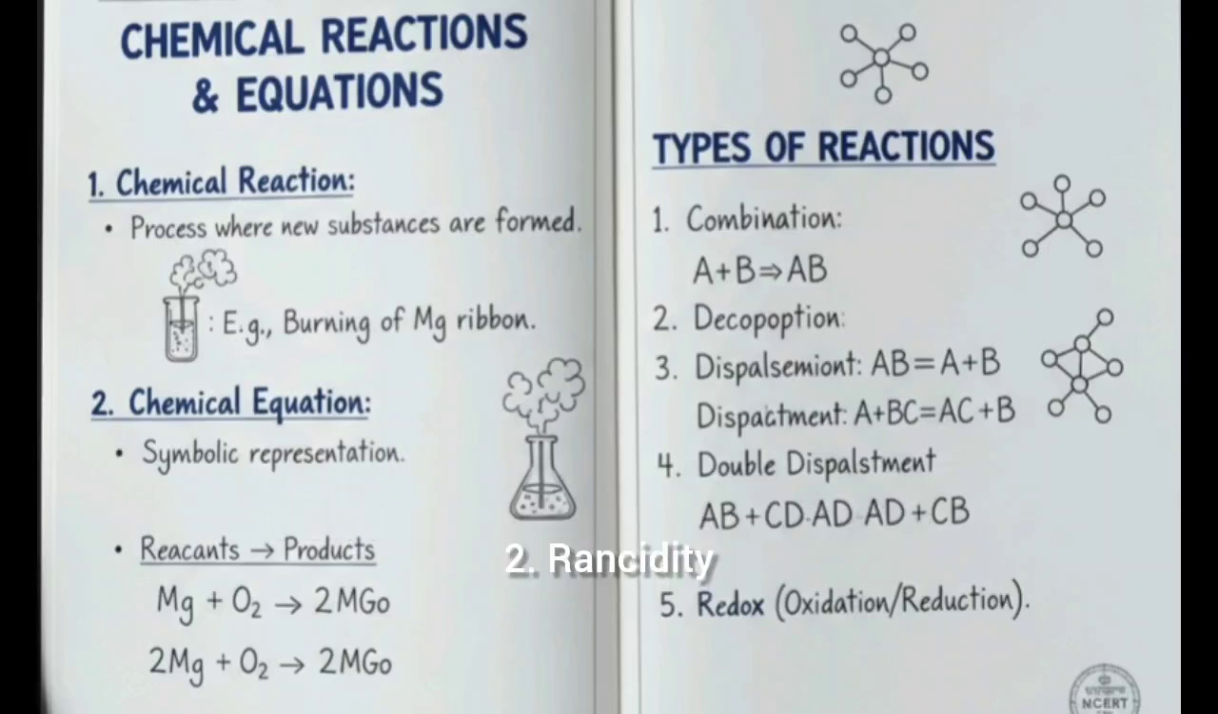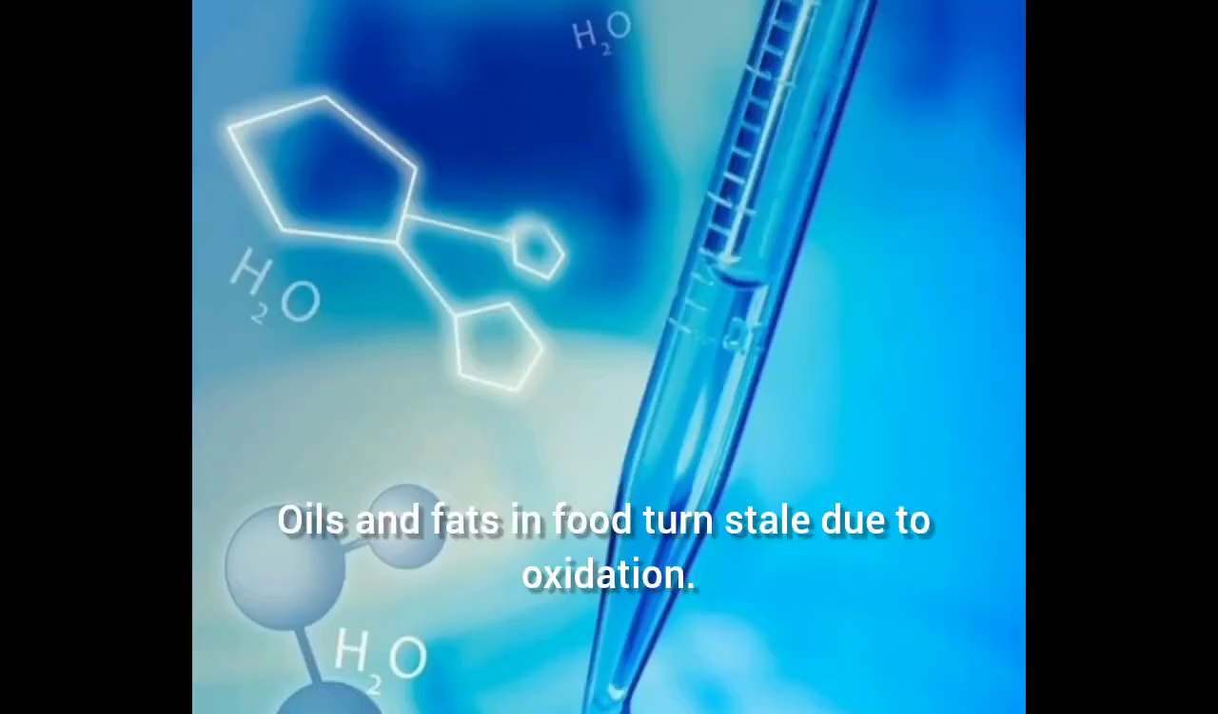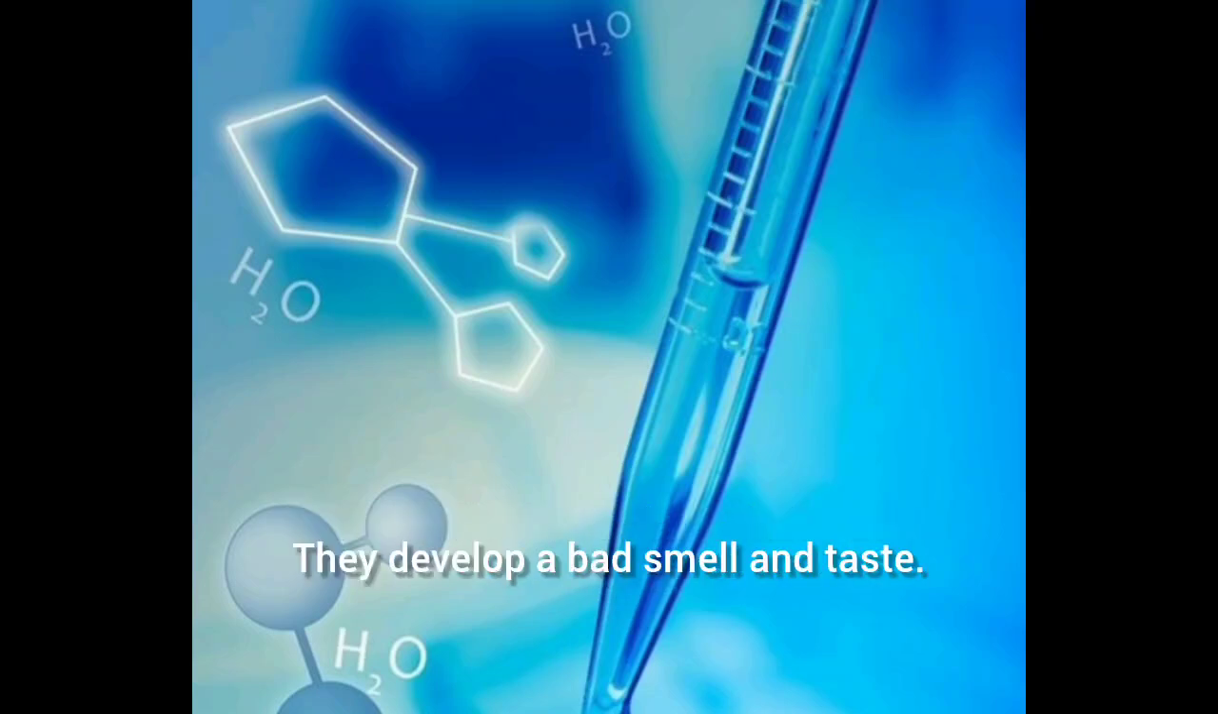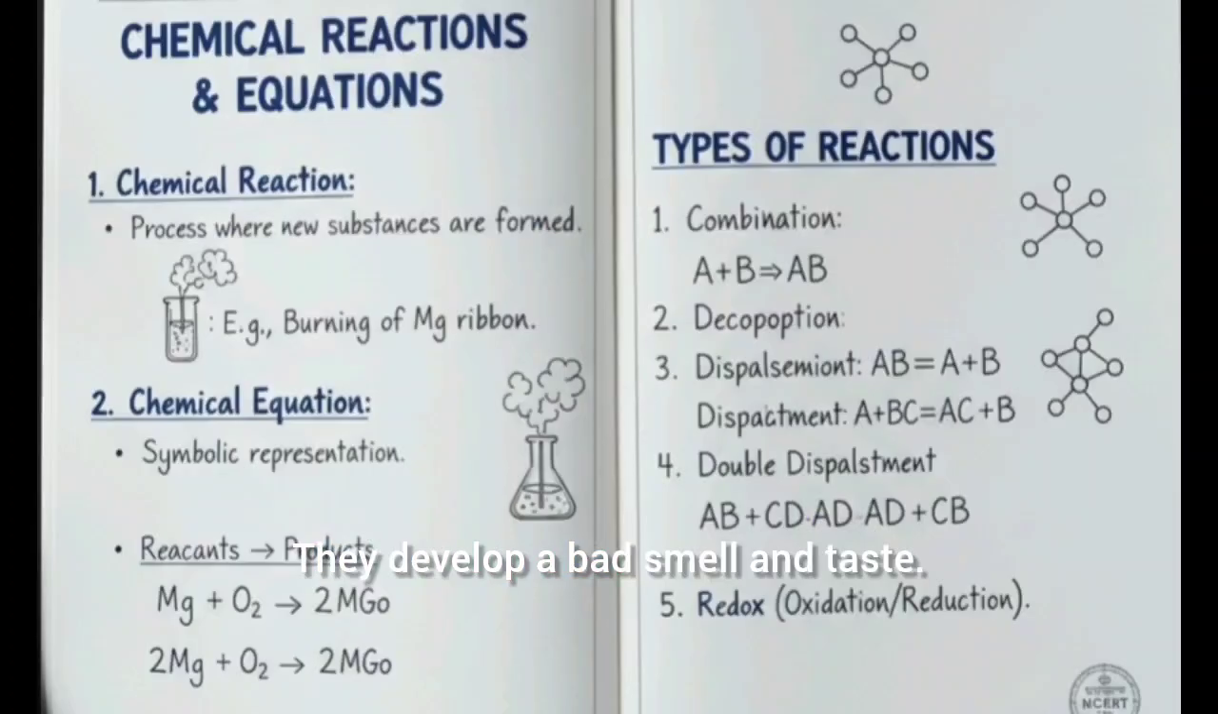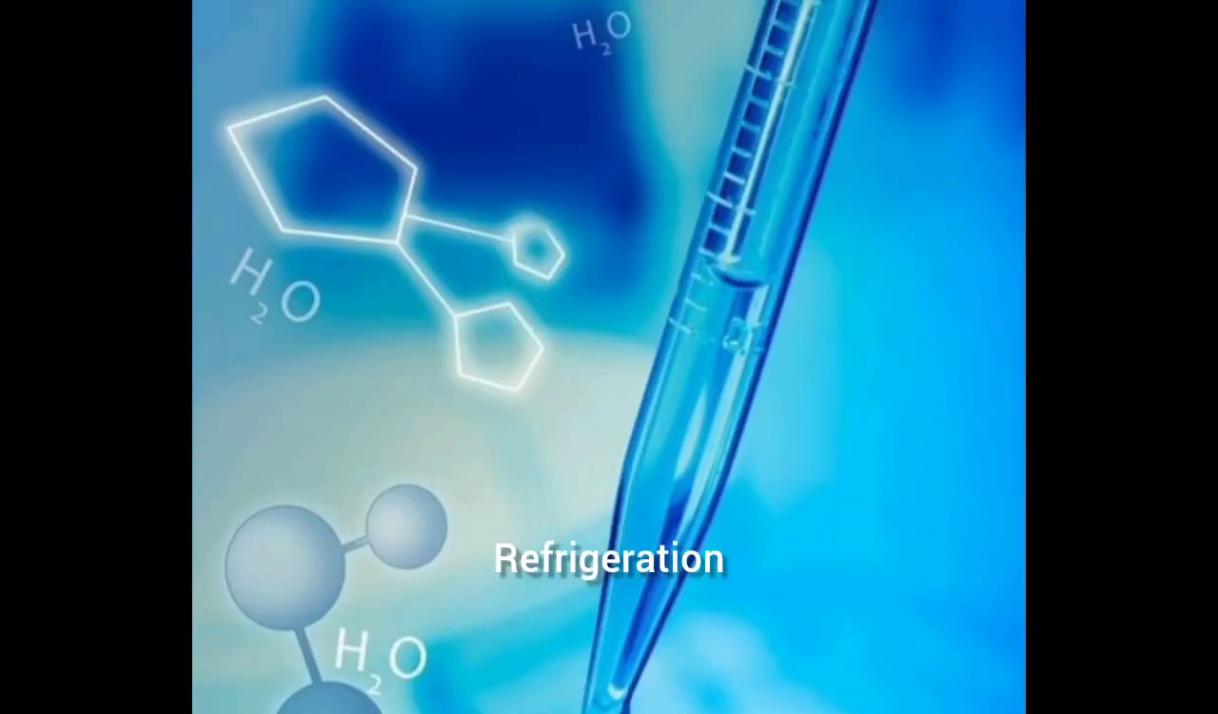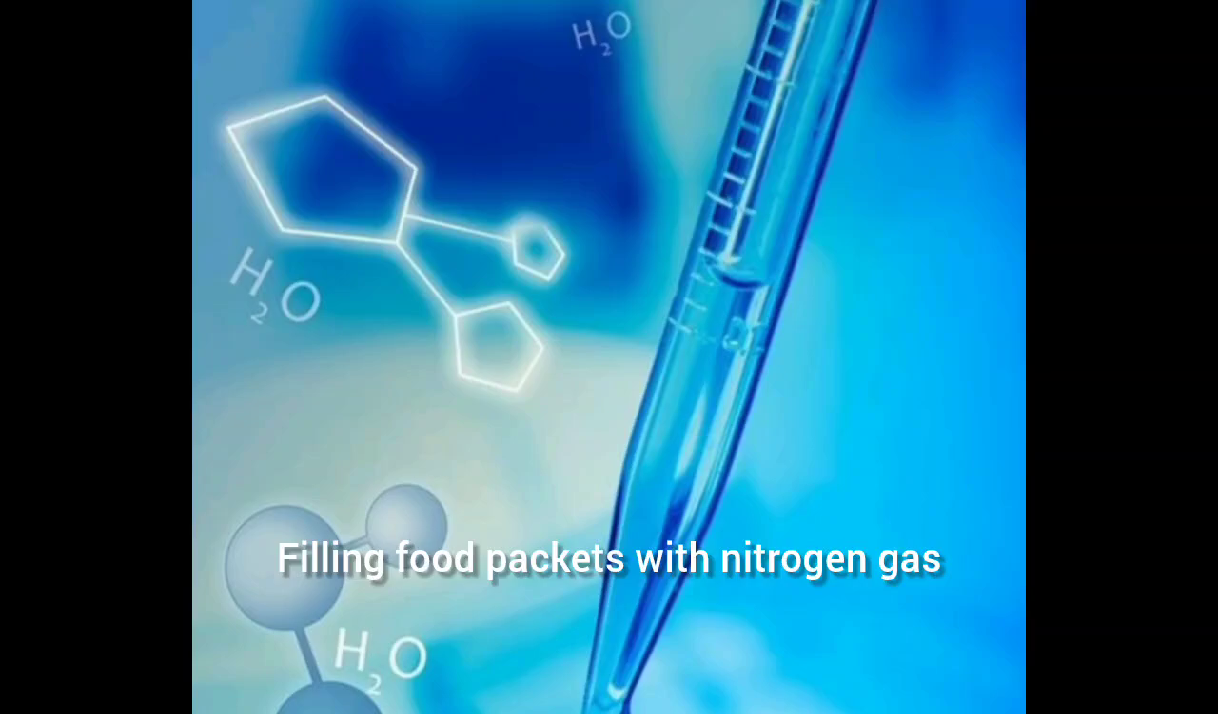2. Rancidity. Oils and fats in food turn stale due to oxidation. They develop a bad smell and taste. Prevention methods: storing food in airtight containers, refrigeration, adding antioxidants, and filling food packets with nitrogen gas.